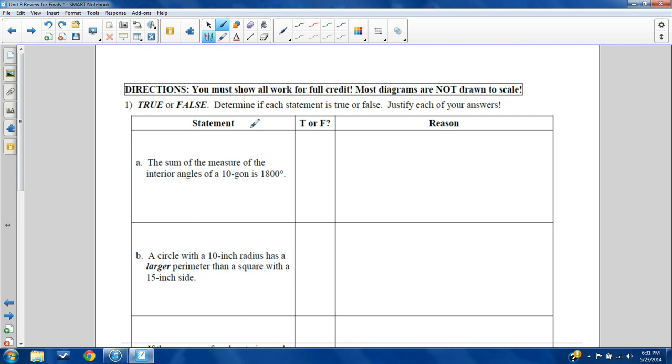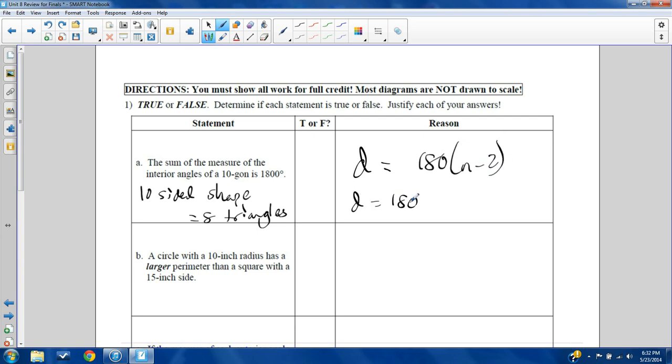The sum of the measure of the interior angles of a decagon is 1,800 degrees. Okay, I want you to remember what the interior angle sum is by. You take the number of triangles of your shape. So if I have a 10-sided shape, that will be 8 triangles. You can think about it that way, or write down your formula like this. You will still get 180 times 10 minus 2, which is 180 times 8. 180 times 8 is 1440. 1440 is not 1800. This is false.